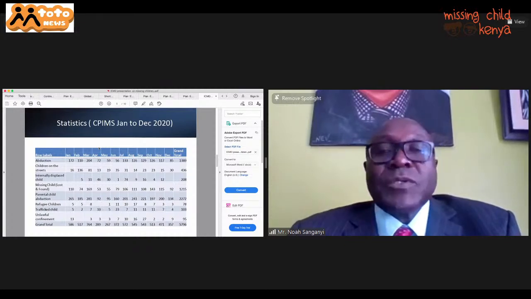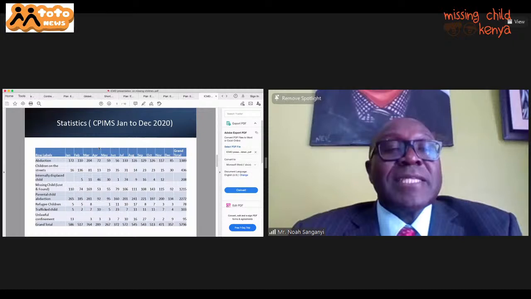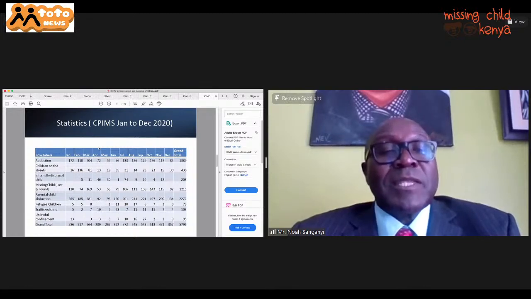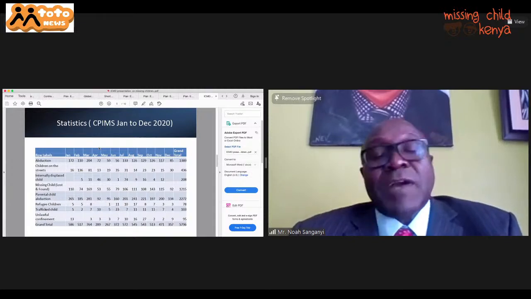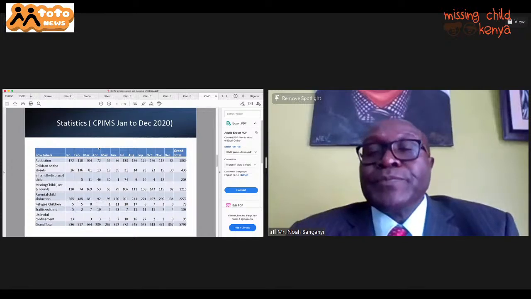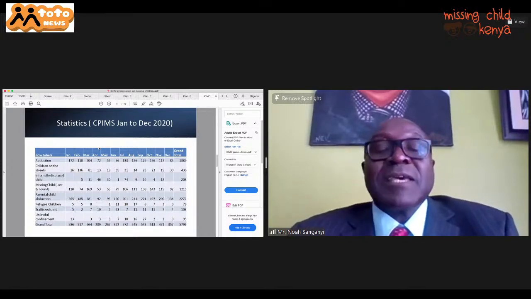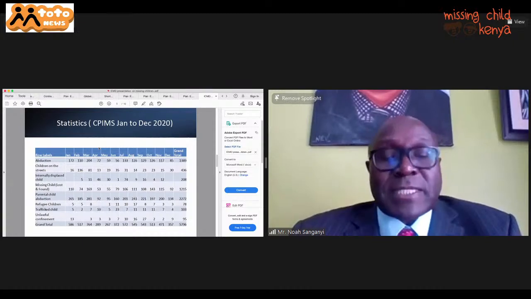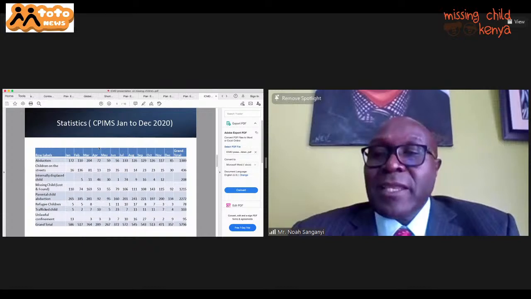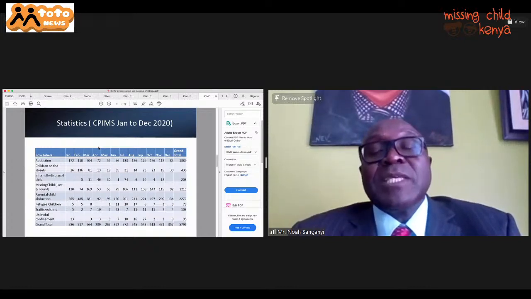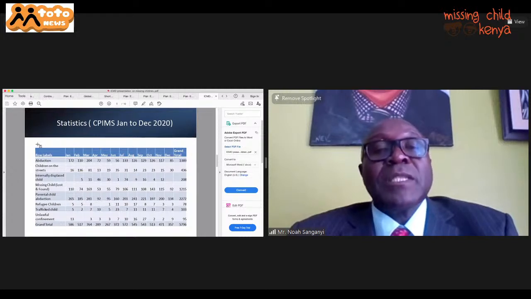You can see abduction, there are 1389. Children on the streets, internally displaced children, missing child, lost and found, parental child abduction, which I already explained before, refugee children, trafficked child, and lawful confinement. So according to our Child Protection Information System, this is the closest we can find to missing child data.